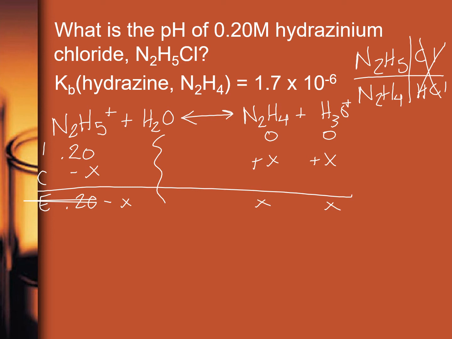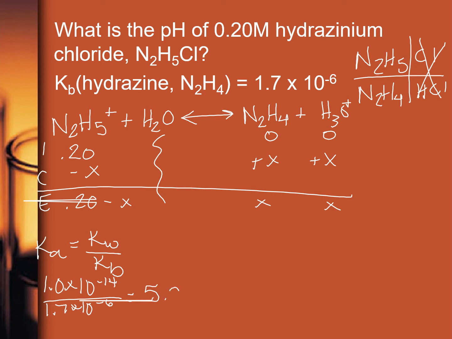Now, here's the thing. Because this is an acid, we need Ka, but it gave us Kb. So we can do the same thing we did on the previous problem. So Ka, if we rearrange that Kw formula, is Kw divided by Kb. So whenever we do the 1.0 times 10 to the negative 14th divided by 1.7 times 10 to the negative 6, we get that our Ka value is 5.9 times 10 to the negative 9th.